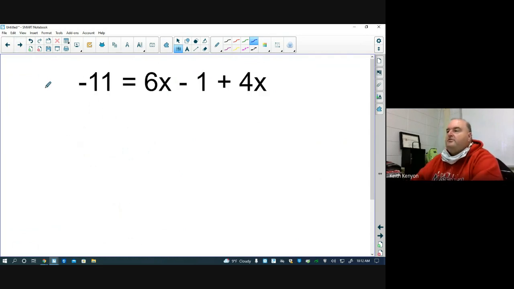Okay, so this one's a little bit different. The x's are not next to each other. But in the same case here, I still want to combine the x's together. So this x is here and this x is here. I'm going to combine those together first.